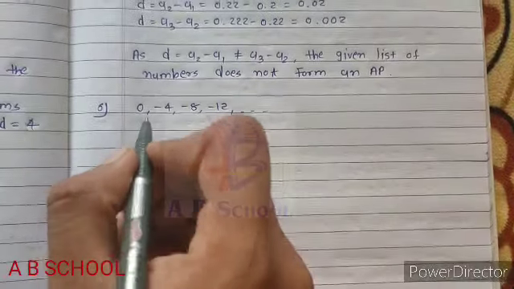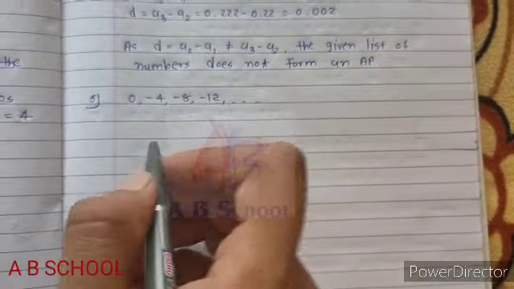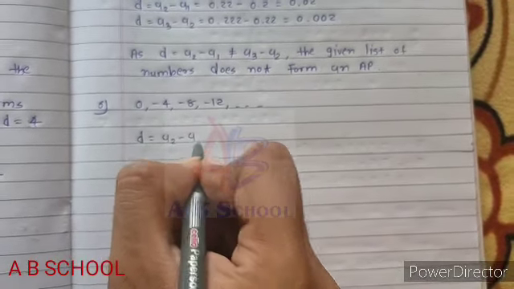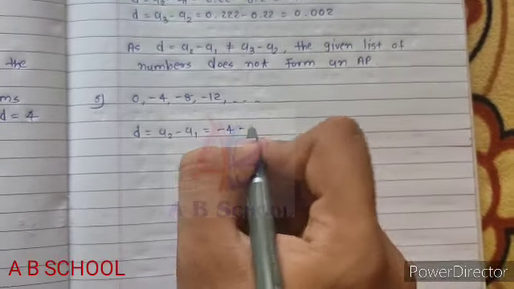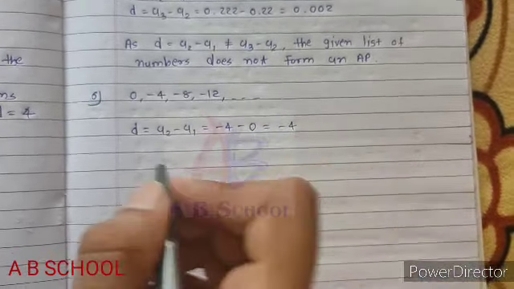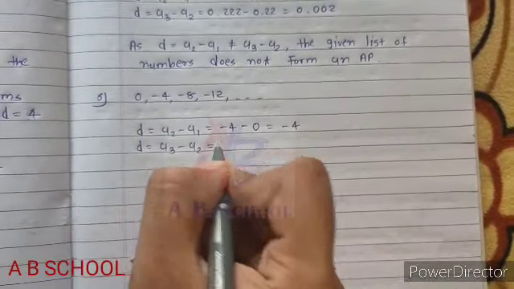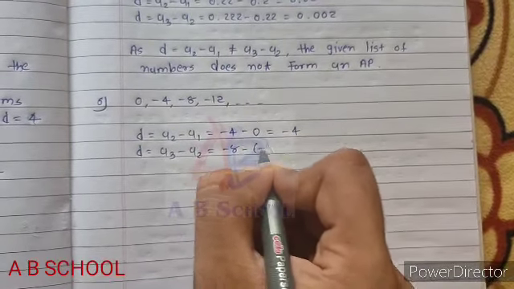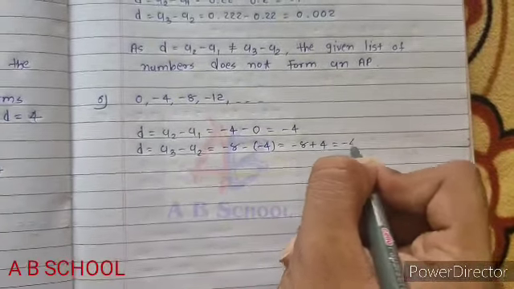Number 6, 0, minus 4, minus 8, minus 12. For the common difference D is equal to A2 minus A1. Value of A2 is equal to minus 4 minus A1 is equal to 0. So minus 4 minus 0 is equal to minus 4. D is equal to A3 minus A2. Value of A3 is equal to minus 8 minus value of A2 is equal to minus 4. Minus 8 plus 4 is equal to minus 4.